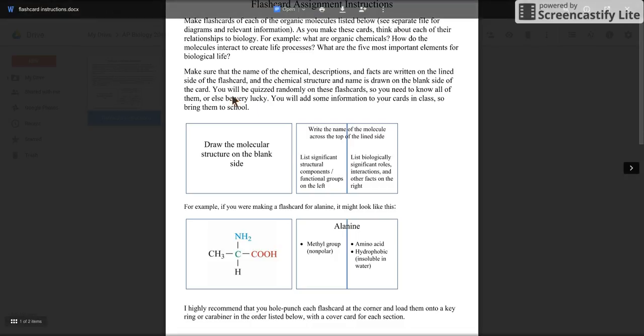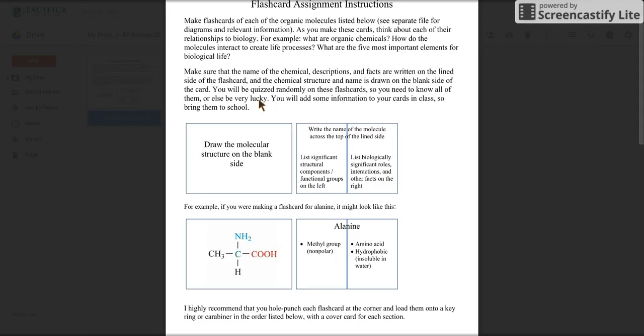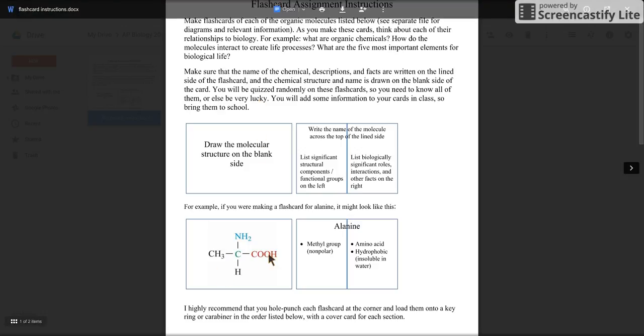You are going to be quizzed randomly on these flashcards, so you need to know all of them, or else you're going to need to be very lucky on the quiz. This quiz is going to come up probably around the 3rd week of school, roughly. We will go over these flashcards in class. When I give you this quiz, I'll probably put up a series of structures on the screen. Let's say I show you this structure, for example. Then I might ask you to identify the functional groups.